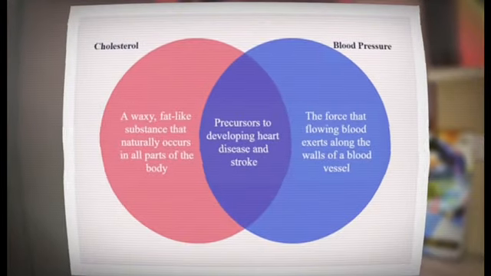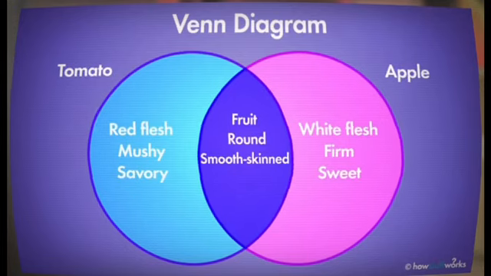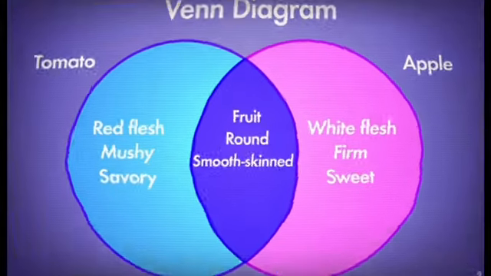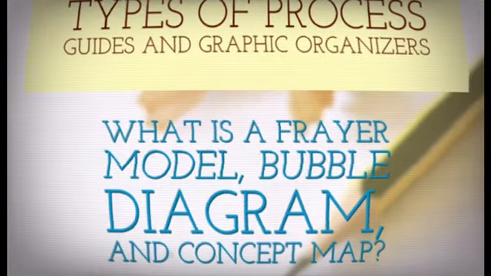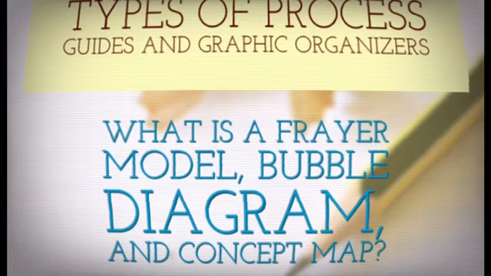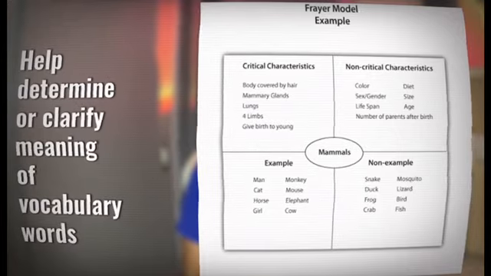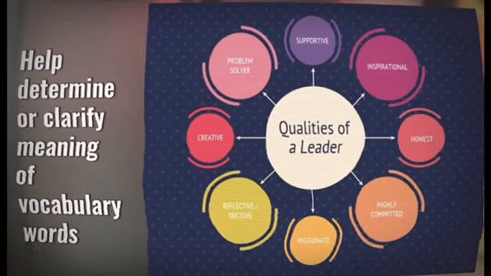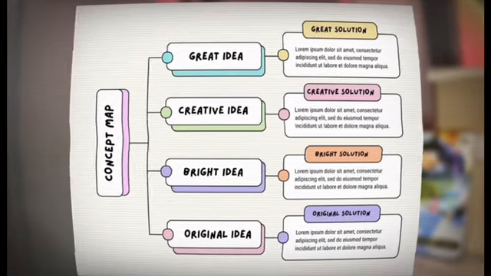This graphic organizer shows the similarities and differences between two or more words or concepts. These are great diagrams that provide a clear way to express the relationship and overlapping attributes of ideas. These are used to describe a concept. They help students determine or clarify the meaning of vocabulary words encountered while listening, reading, and viewing texts.